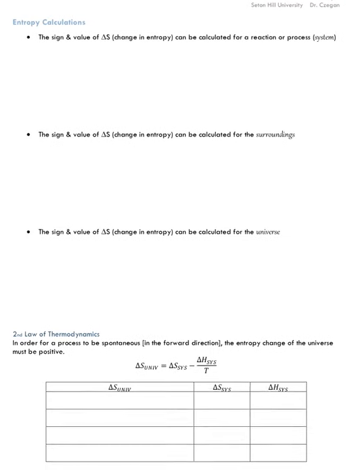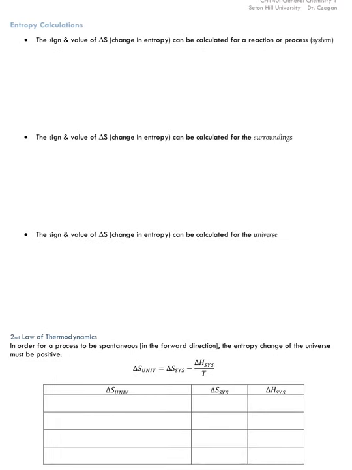The equation is the same one that it was for delta H. The delta S of a system, where the system is whatever your reaction or process is, is equal to the sum of the standard entropies of the products minus the sum of the standard entropies of the reactants.